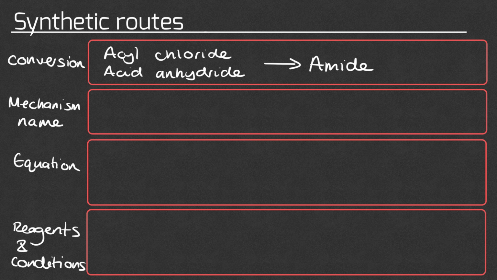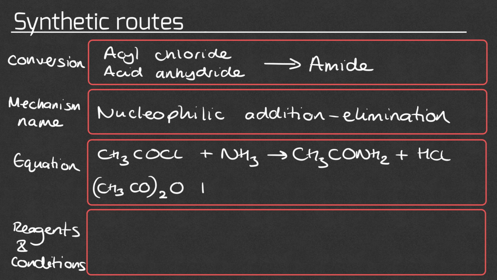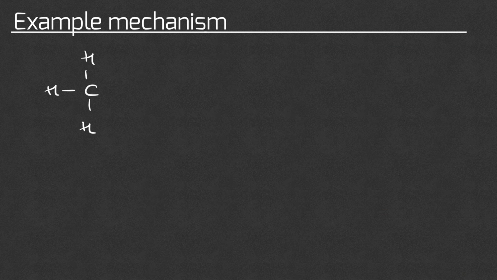For the conversion of an acyl chloride or an acid anhydride to an amide, this will be a nucleophilic addition elimination mechanism. An example equation would show an acyl chloride reacting with ammonia to produce the amide and hydrochloric acid, or the acid anhydride reacting with ammonia to produce the amide and a carboxylic acid. The reagents and conditions would be ammonia at room temperature. The mechanism will show the acyl chloride and a molecule of ammonia.